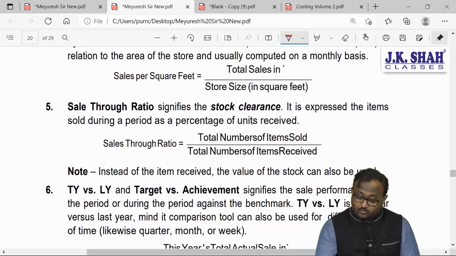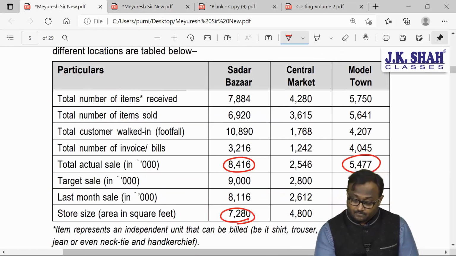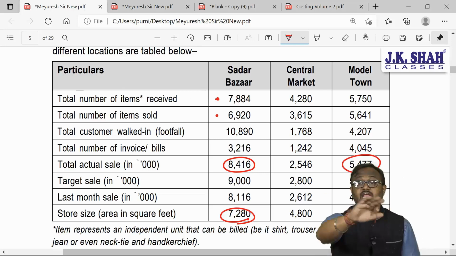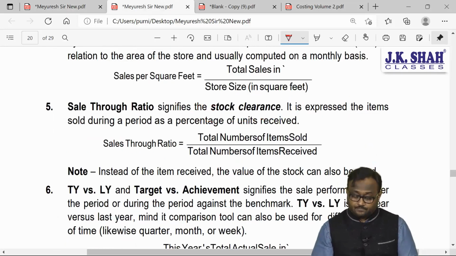You can also find out stock clearance as a base. You received so much, you sold so much. 6920 sales against 7840 received. So 89% of the output is sold. That can also be taken as a base.